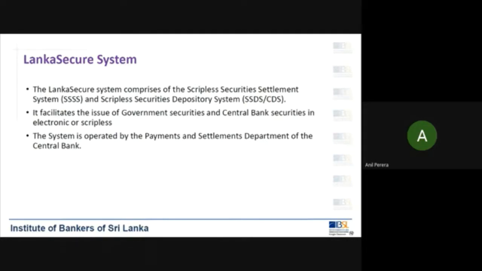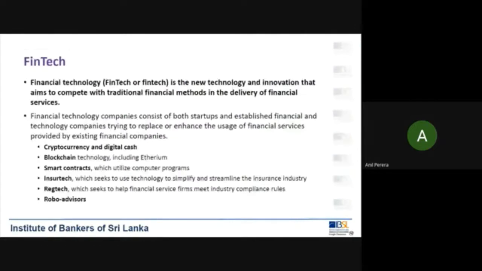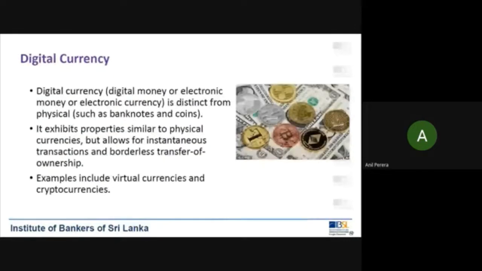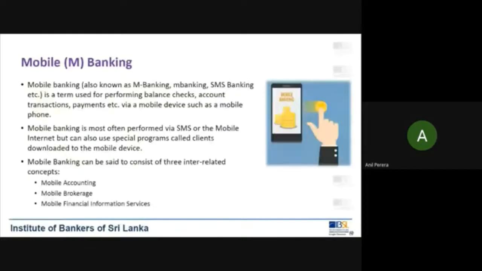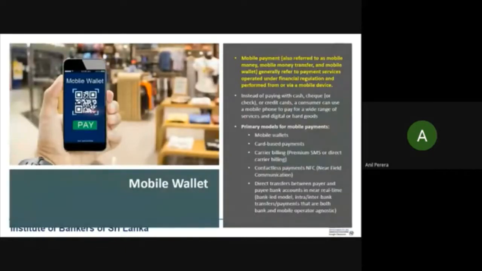You can store some money in your smartphone, or you can access the bank account through the smartphone. As a result, you can identify the smartphone as a method of mobile banking, or sometimes you call it a mobile wallet. These two slides are important, right? Mobile banking or mobile wallet. So instead of paying with cash, check or credit card, you simply use your mobile for the payments. Remember, we discussed this QR based payment. There you use the mobile phone.